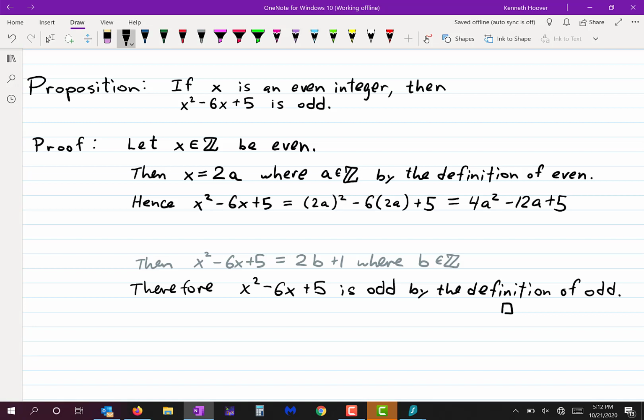Now let's talk about what should you show versus what do you not need to show. You might be asking this question. You might say, could we have just said this?